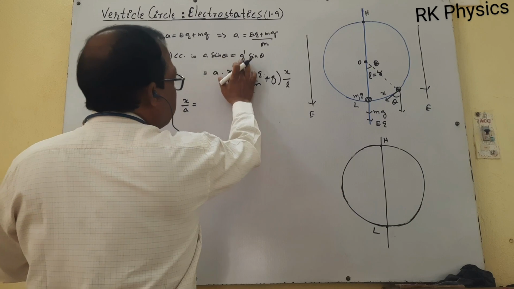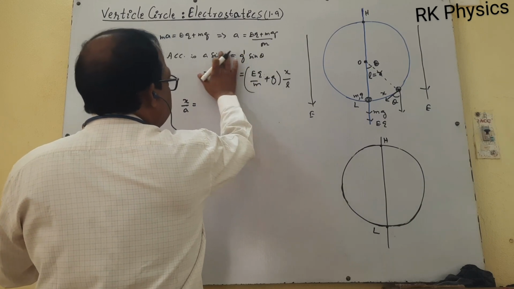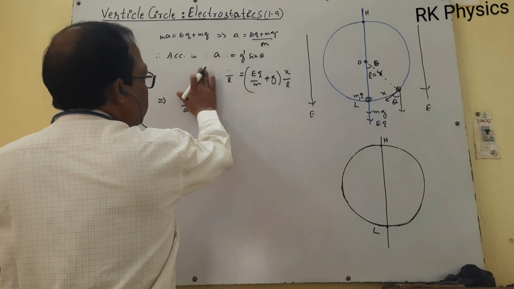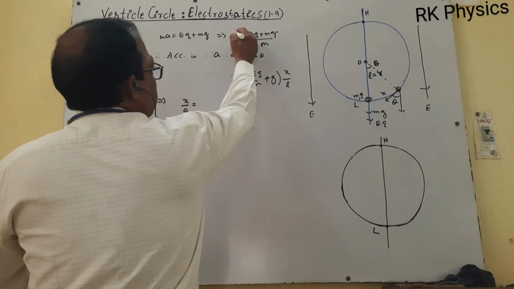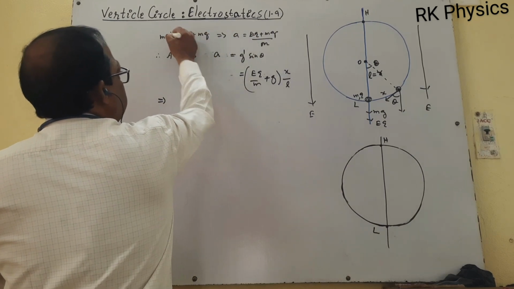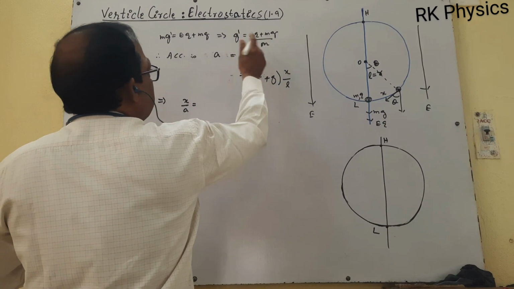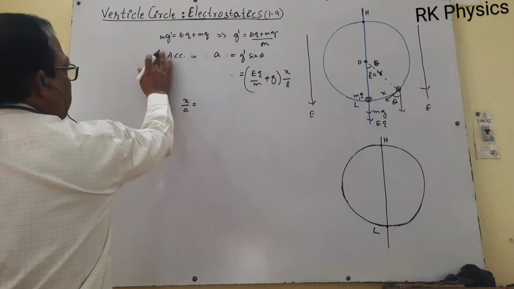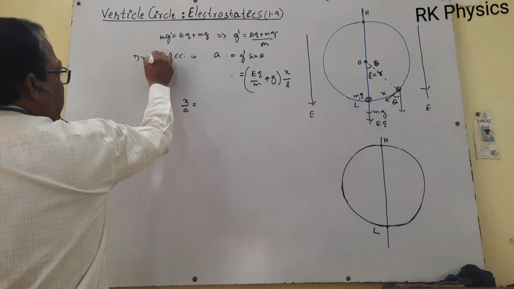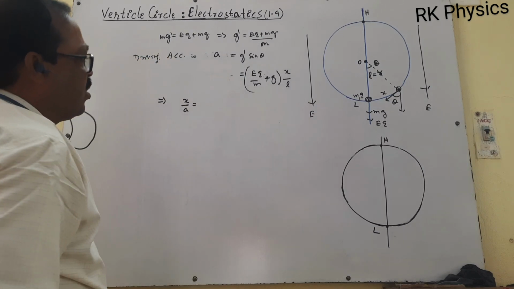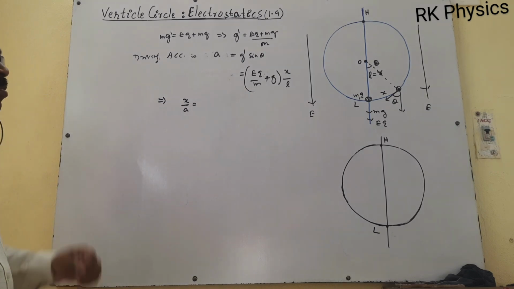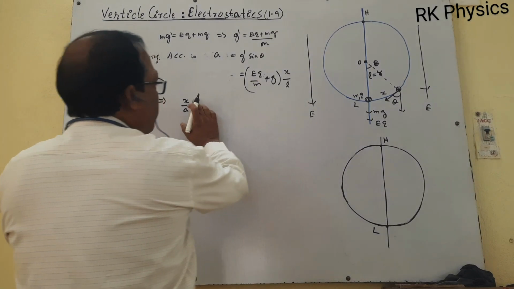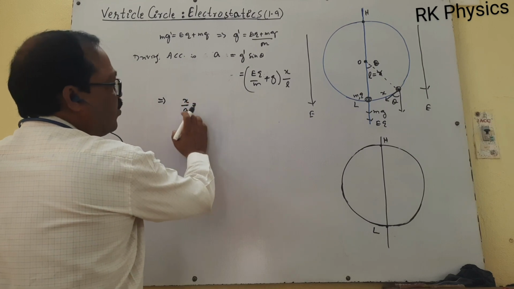You take a sin theta as g prime sin theta. This is a. Let us correct it. This is a. Now you take this as mg prime. So g prime is this. So this is the driving acceleration. Let us correct it: g prime sin theta. So now from this you find out x by a.